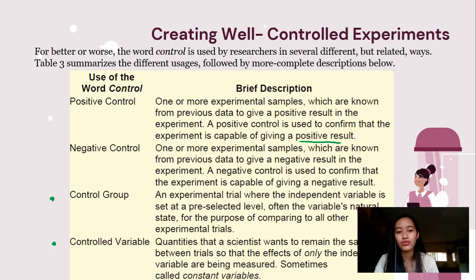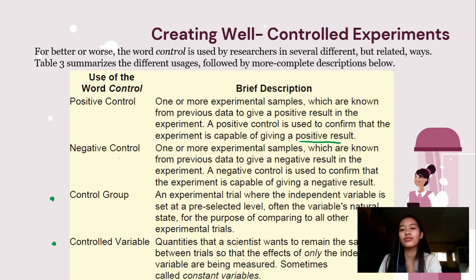Whereas, negative control, one or more experimental samples which are known from previous data, from previous researches, to give a negative result in the experiment. A negative control is used to confirm that the experiment is capable of giving a negative result. So, most of this one refers to no effect. So, such as, kanang water lang imong ihatag, or wala jud, negative control. Positive control, such as butangan dyan mag standards. We will see in some examples.